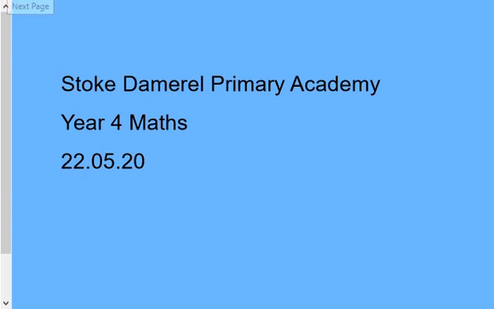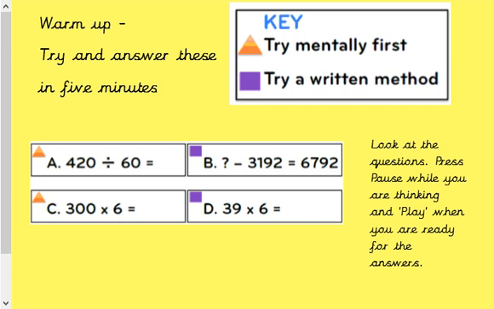First job, though, we're going to start with our usual warm-up. As always, there are two written questions and two mental strategy questions. Try and get as close to answering these in 5 minutes as you can. Press pause when you're working and press play when you're ready to go through the answers.